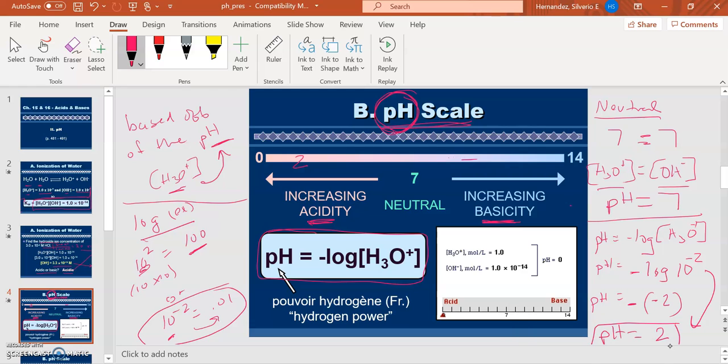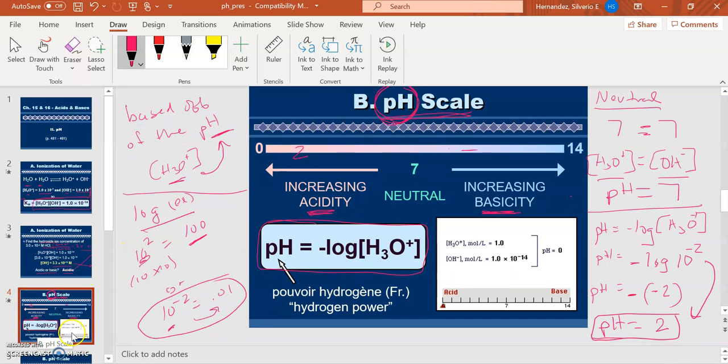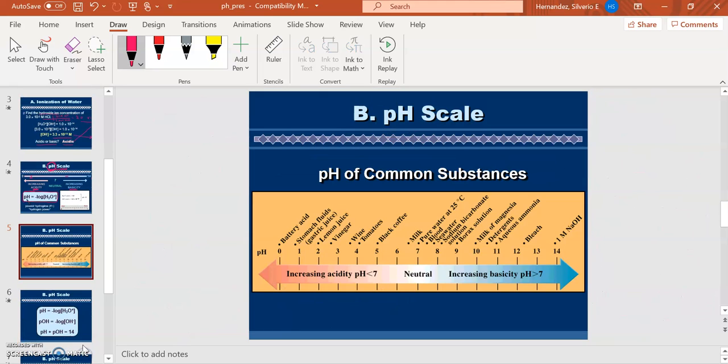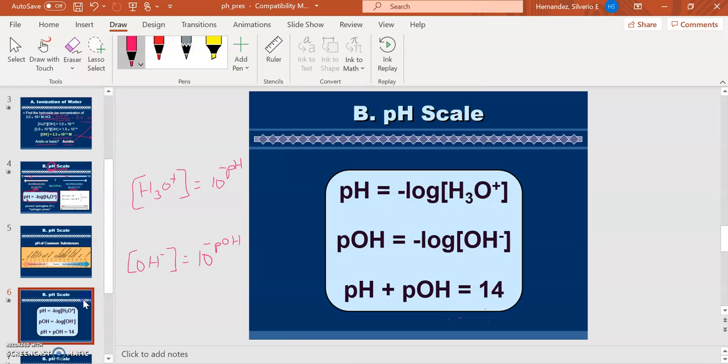So that's the way you use this equation, and I'm going to run a few more examples in a different video. I'm going to take you into this scale here. I'm not going to really go through this. I'm just going to show you that these are some common household items and where they fall. If you're interested, you can look at some things in your house and see where they fall on this scale. But I'm going to focus more on this last slide.